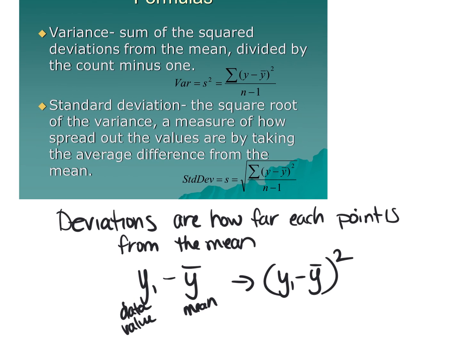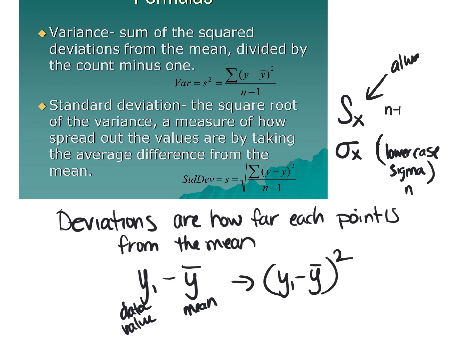We have two symbols for standard deviation in the calculator, Sx and sigma x. Lowercase sigma. It's like a circle with a hat on it, like an O with a hat on. In the calculator, Sx uses n minus 1, and sigma uses n. We're going to always use Sx in the calculator.